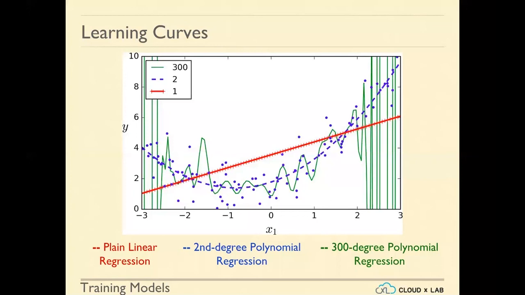And that's what is happening with a 300-degree polynomial. It's trying to memorize even the points that are entirely random, right? So this is called overfitting. We went from underfitting to overfitting.